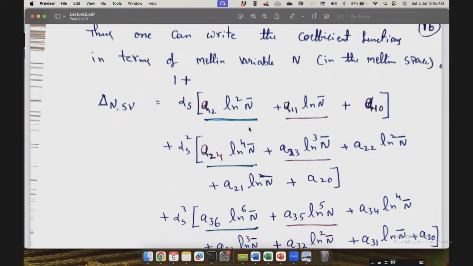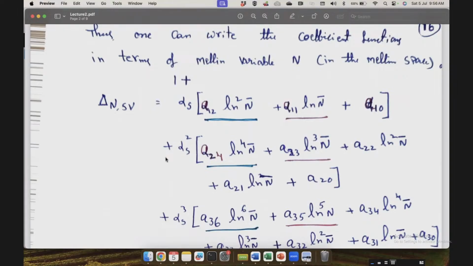Now in the Mellin space, it looks like a log square n bar and a log n bar and some constant type of terms. So the coefficients, I am simply calling it as, this is coming at the first order. So I am calling it as a_1i, where i is the power of the log n. So if it is a log square n coefficient, I simply call it a_12. 1 stands for the power of the alpha s and 2 stands for the power of the logarithm. And similarly, log n bar coefficient, this is like a_11, and this is a constant term, there is no log n term, so here it is a_10.